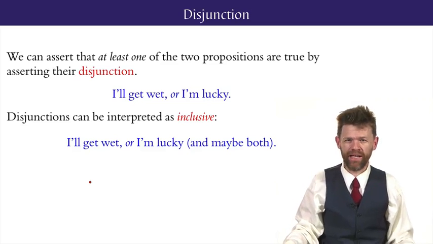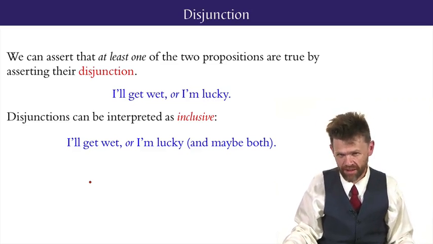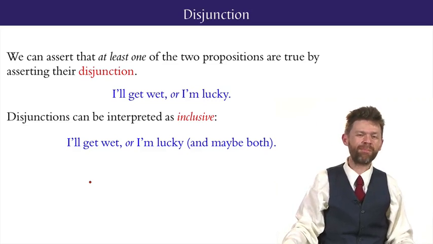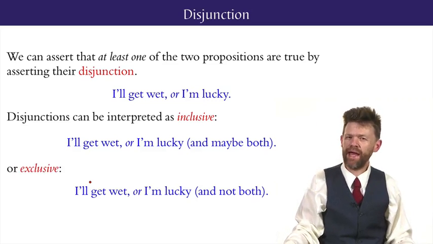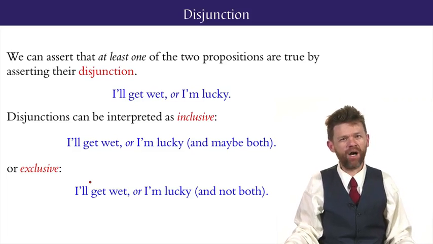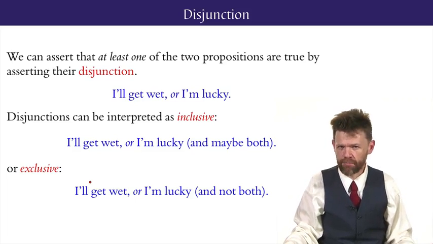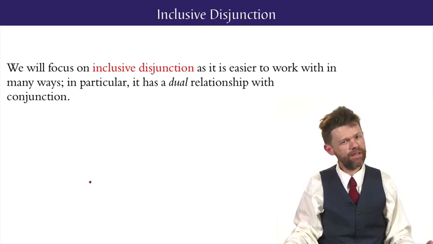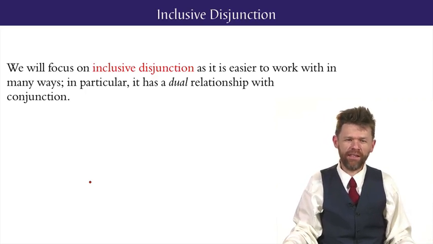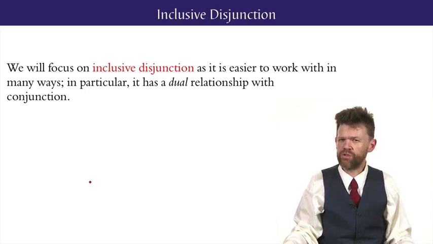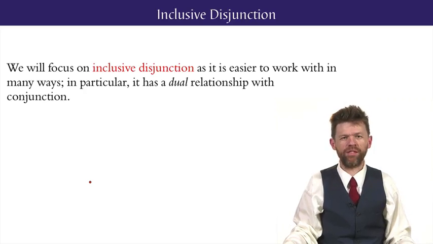After all, I could get wet in the rain but be lucky because I've met a friend that I've not seen for a long time. Or we could interpret it exclusively, as meaning that I'll get wet or I'm lucky, and both don't happen. In this course, we'll focus on the inclusive reading of disjunction because it's easier to work with and it has a kind of dual relationship with conjunction that we'll see in future.